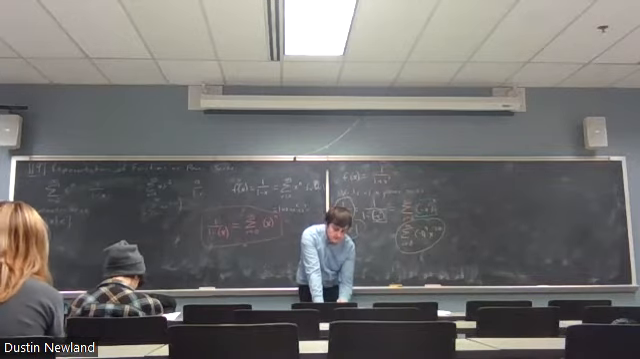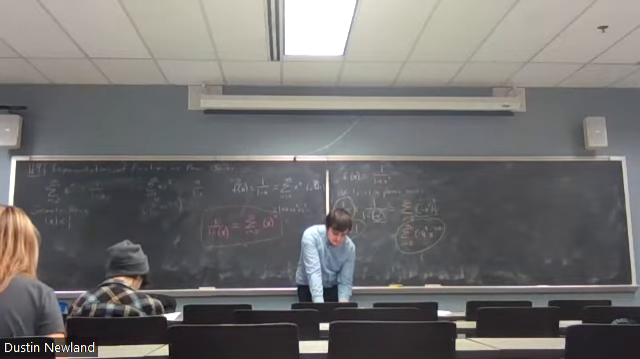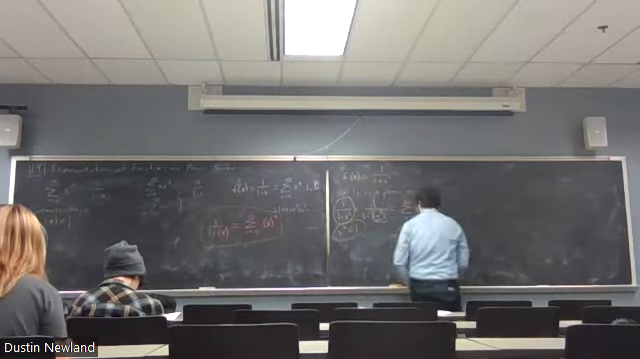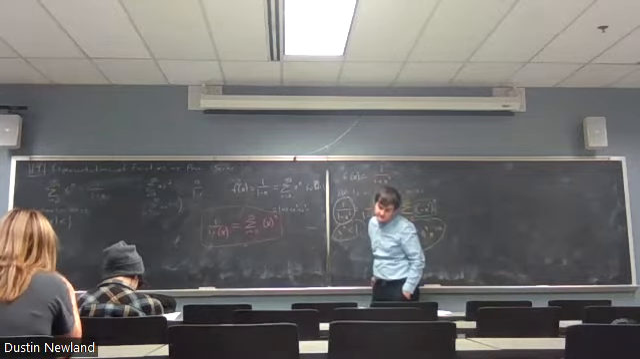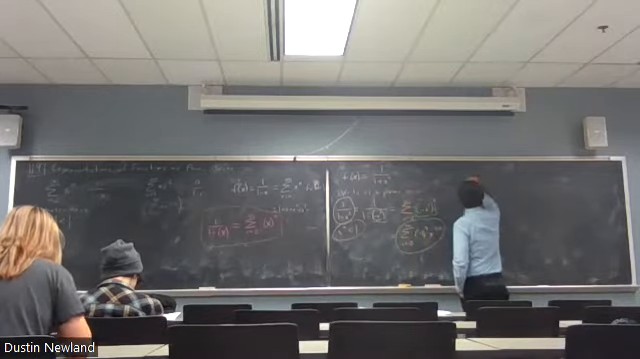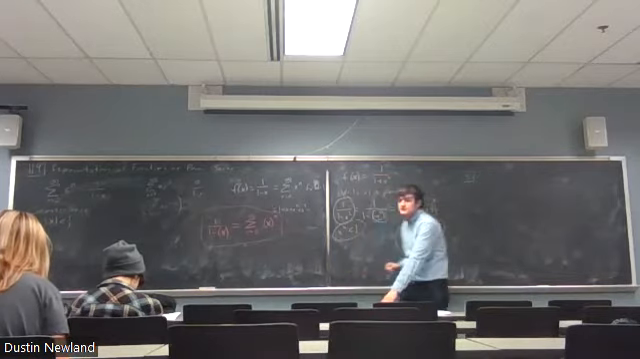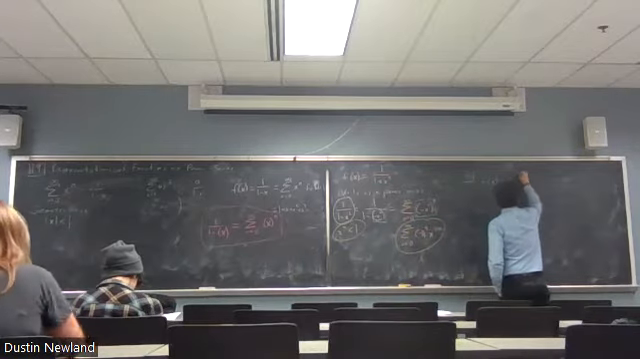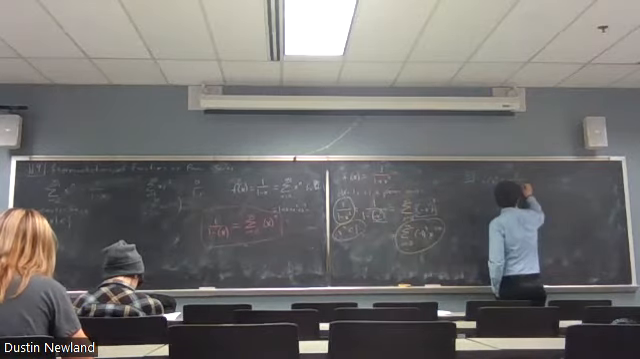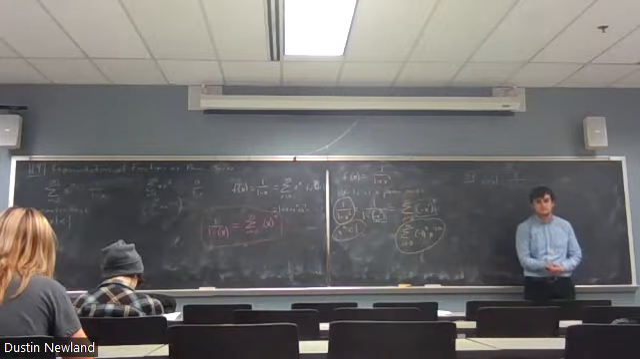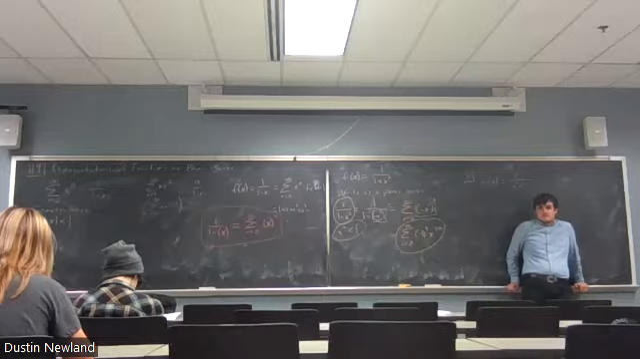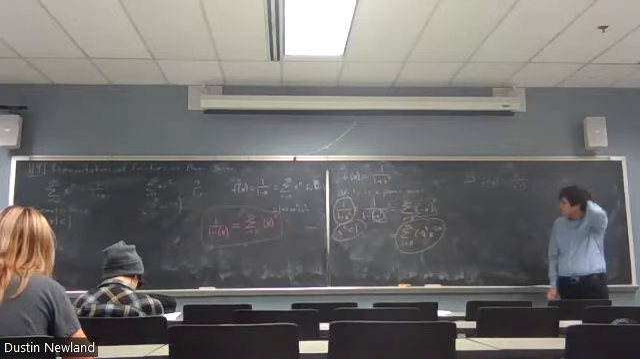Okay. Let's see. Let's do another example. Okay. So this is going to be number 8. And we're going to have the function f of x equals x over 2x squared plus 1. Okay. I want to write this as a power series.